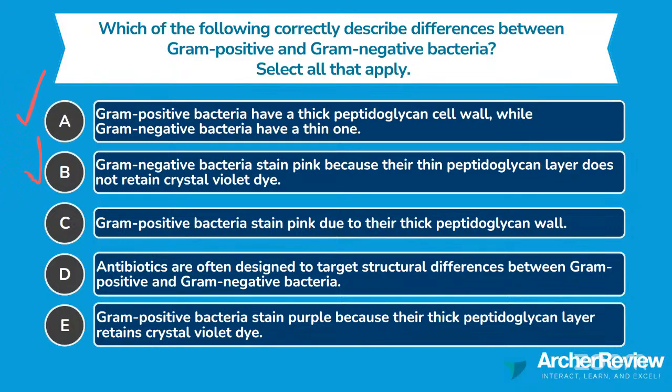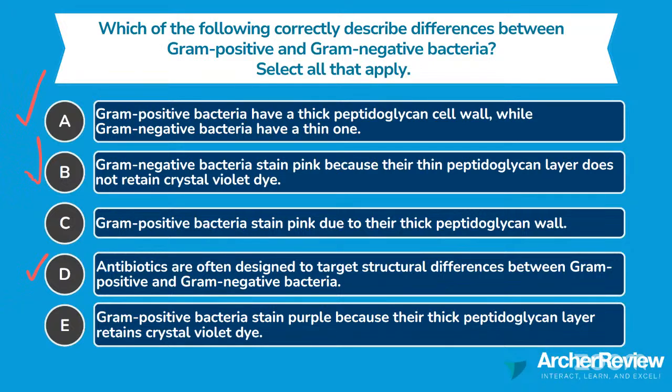Okay. All right. So our other correct answers were A, B, D, and E, and I'm trying to remember what they were, so let's skip down to D. Antibiotics are often designed to target structural differences between gram-positive and gram-negative bacteria. Yes, that is essentially the whole reason for the classification and the whole reason that at some point in your schooling, you will certainly be staining bacteria, because that is how many antibiotics target.